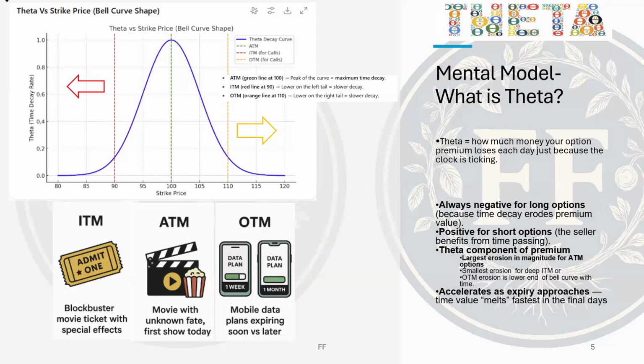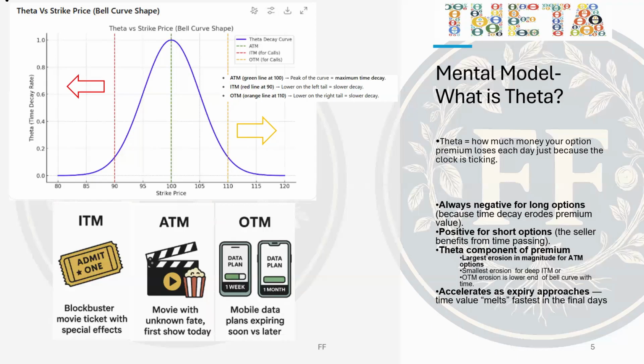If the movie is a hit, then the value of the ticket bought at this point in time will... whether it is a hit or a flop, at this point in time, because the movie is in play, the value of the ticket gradually reduces. If it is like a 1.5 hour movie, within 1.5 hours, the entire value of the ticket is lost. This is the example for at the money.